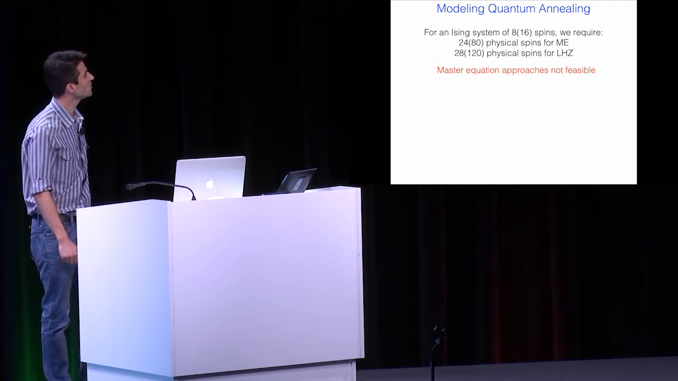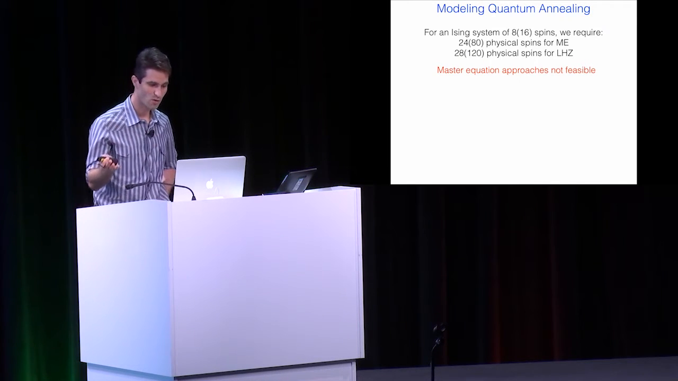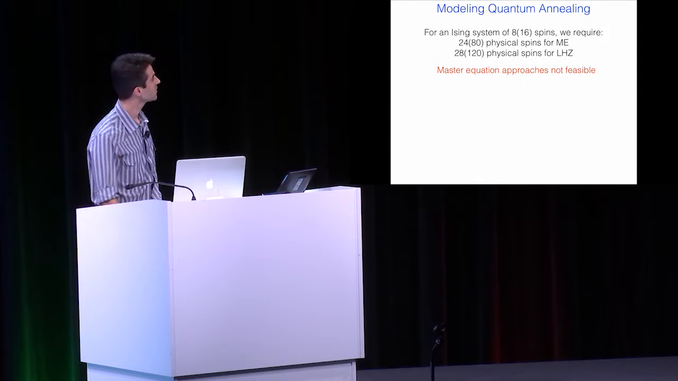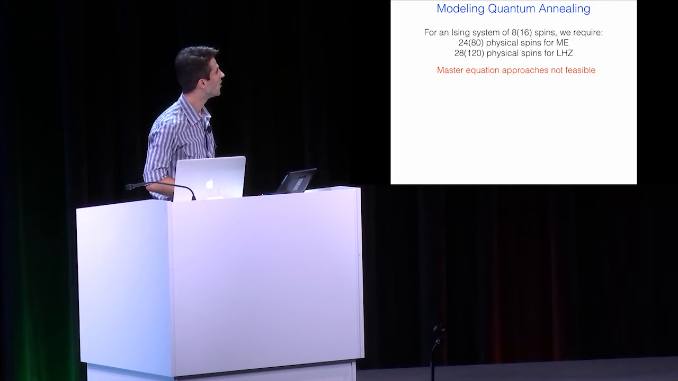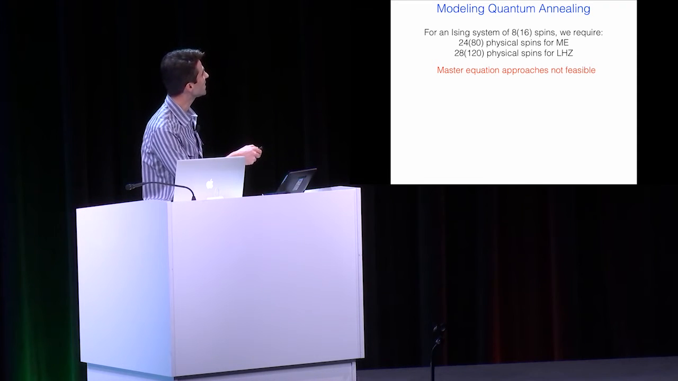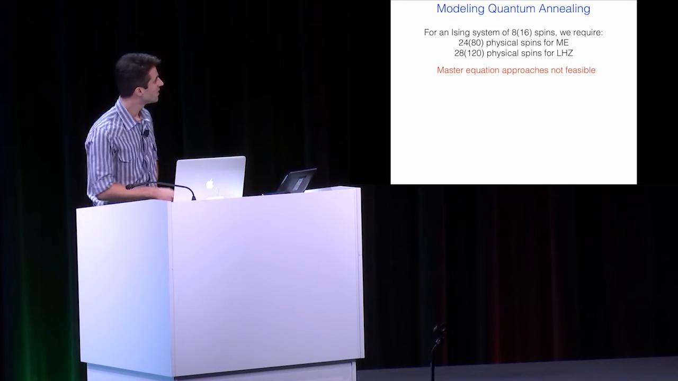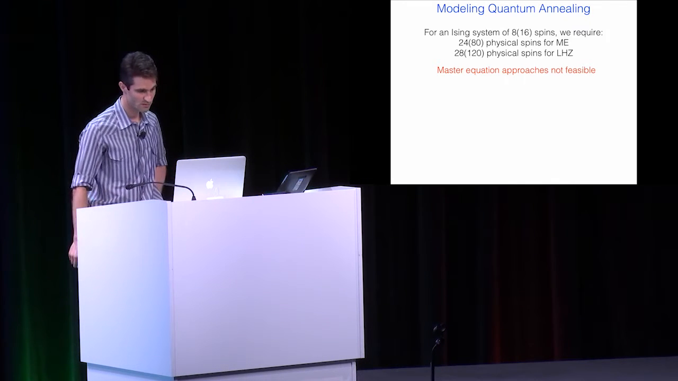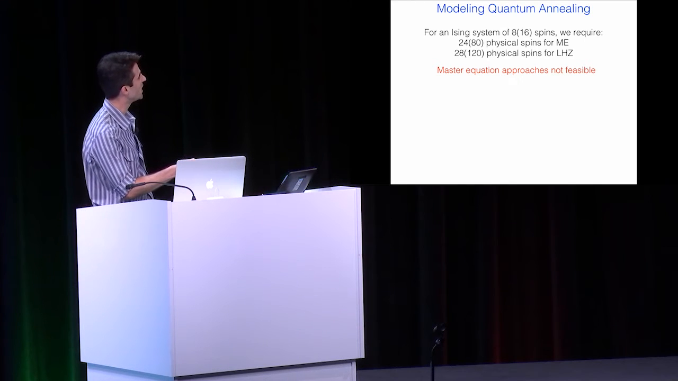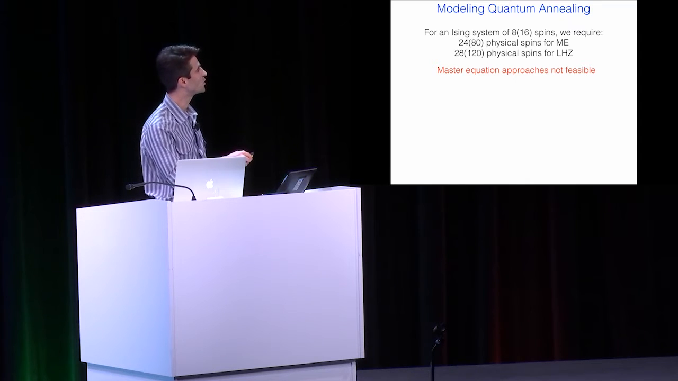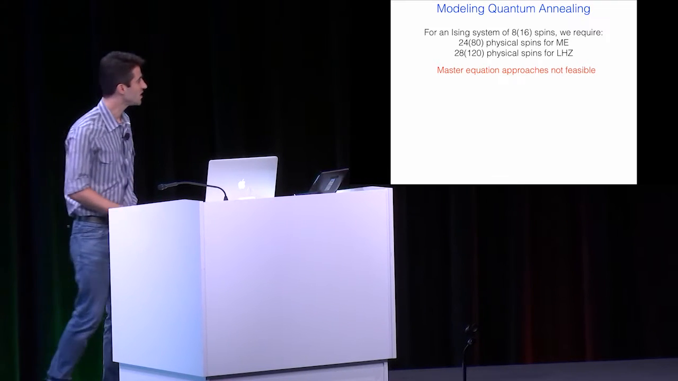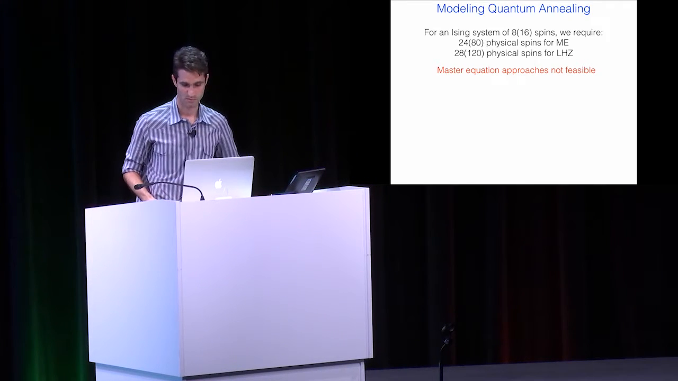I want to use this error model to compare the minor embedding scheme to the LHZ scheme. Let's just do some number counting. If I want to consider a spin system of 8 logical spins, in the minor embedding scheme this corresponds to having 24 physical spins, and in the LHZ scheme it corresponds to having 28 spins. If I want to consider 16 logical spins, I'm already up to 80 physical spins for the minor embedding and 120 for LHZ. So trying to do a microscopic simulation is definitely impossible. Even doing a master equation approach is not feasible.